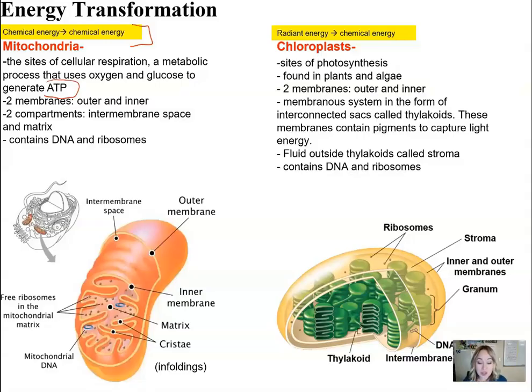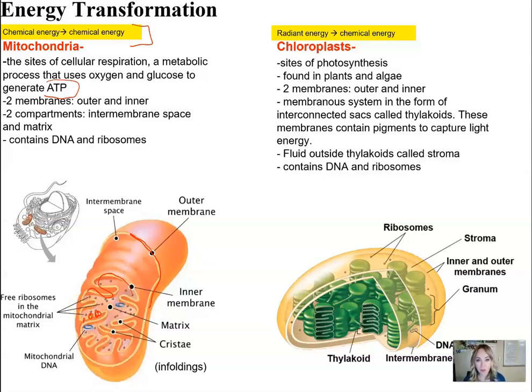As far as the structure of mitochondria, notice it has two membranes. Here's the outer membrane, and then you can see the inner membrane is highly convoluted, highly folded. Why? Because it increases the surface area, because within that inner membrane, what we have here are electron transport chain proteins that are going to be involved in the production of ATP.